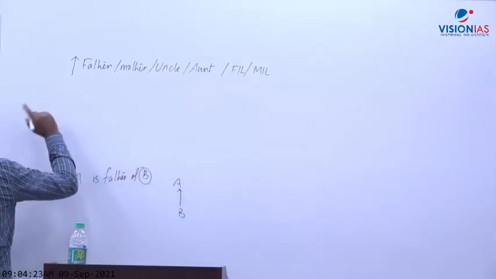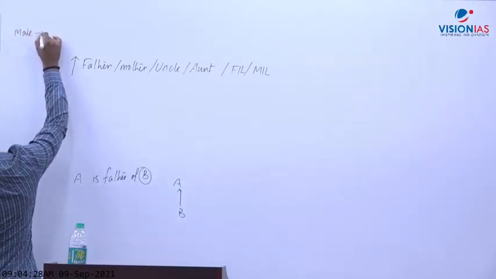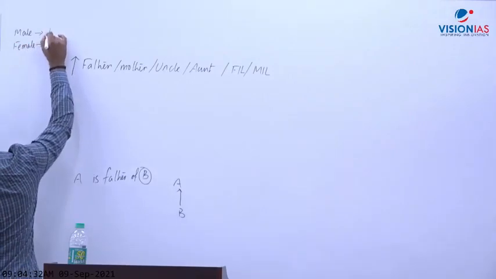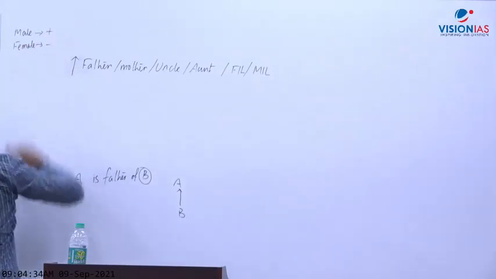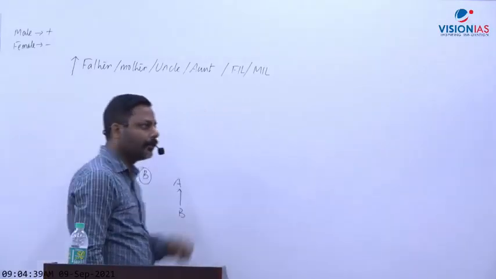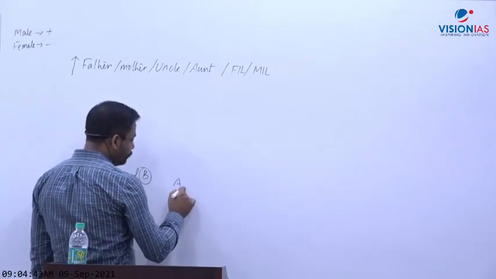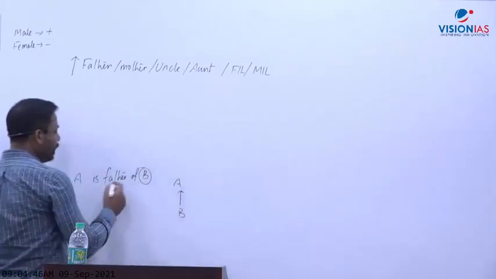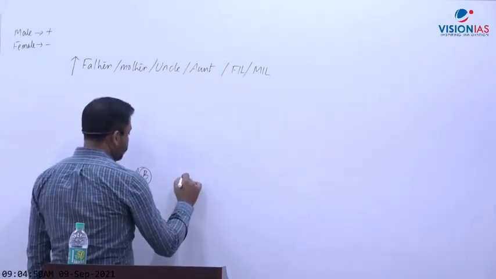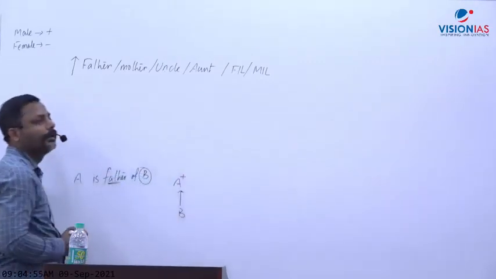To identify the gender, whether the person is male or female, we will use these two signs. Means for representing male, we will use plus sign, and for female, we will use minus sign. Like here, A is father. It means A is male. So for representing A as male, we will put plus sign with A.